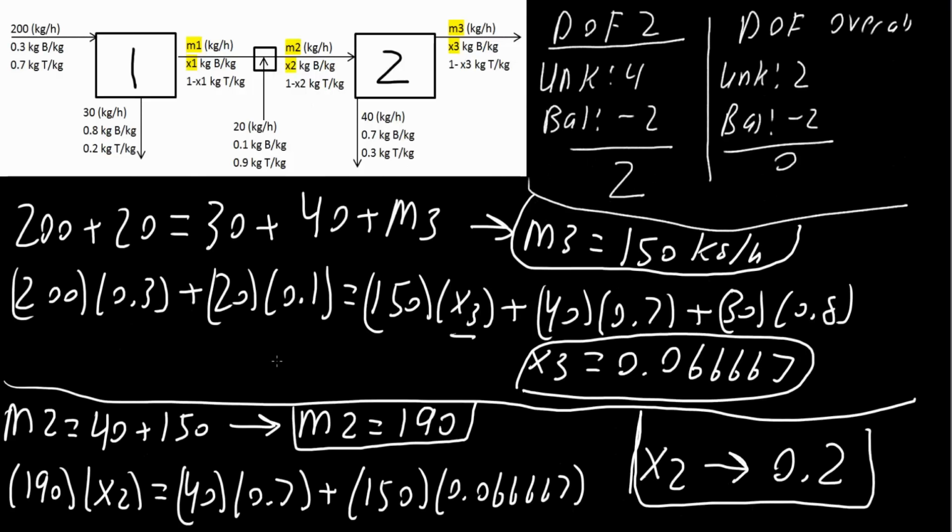If you want to check, you could just make sure everything balances out. You could do 200 times 0.3 is equal to 30 times 0.8 plus what we got for M1 times X1. If it equals, that's one way to prove it. Also, we could do M1 times X1 plus 20 times 0.1. If that equals M2 times X2, we're just further proving it, just to double check we didn't make any mistakes. Because when I first solved this problem, I actually made a mistake. I had to go back. And that's all you need to do for this problem.